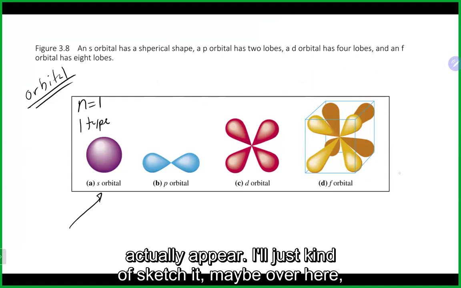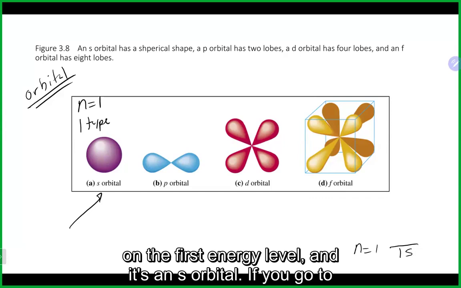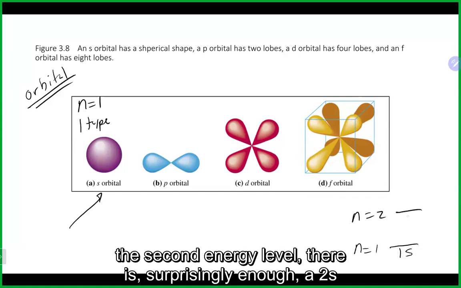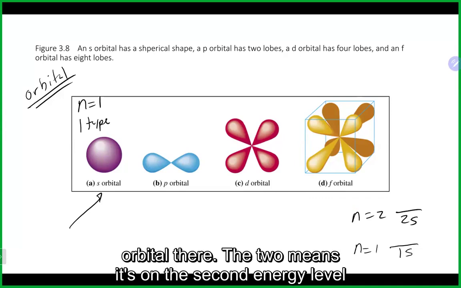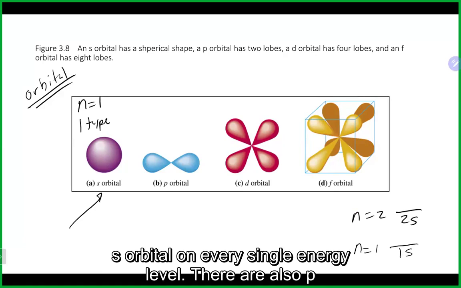And they actually appear, I'll just kind of sketch it maybe over here. There is what is referred to as a 1s orbital. The 1 means it's on the first energy level, and it's an s orbital. If you go to the second energy level, there is, surprisingly enough, a 2s orbital there. The 2 means it's on the second energy level, and it's an s orbital all the way up to 7. So there is an s orbital on every single energy level.